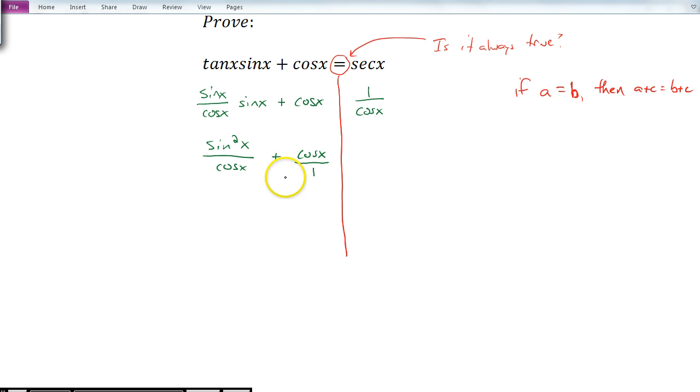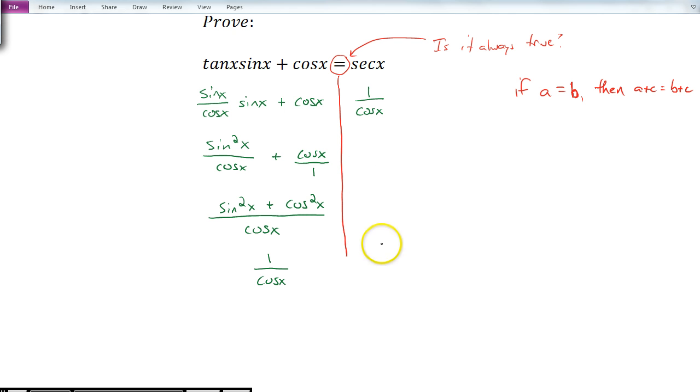And I've got an addition, so I need to add these fractions, which involves finding the common denominator. The common denominator is cosine x. The numerator of this part stays the same. And I must multiply the top and bottom of this fraction by cosine x to get a denominator of cosine x. So this becomes cosine squared x. And then I've got a Pythagorean identity that says that sine squared x plus cosine squared x is equal to 1. So 1 over cosine x here.